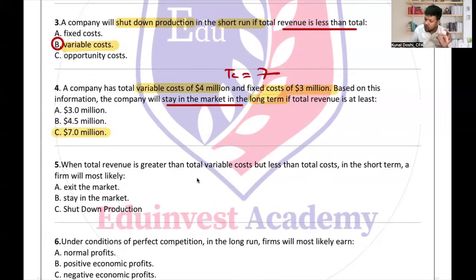But if they had used the word short term instead of long term, then I should at least cover 4 million. Understood, everyone? Clear?